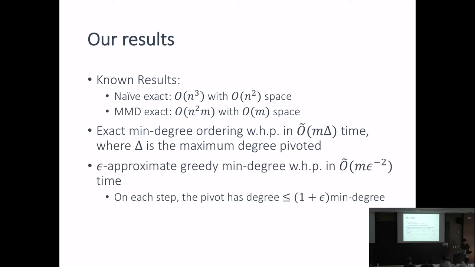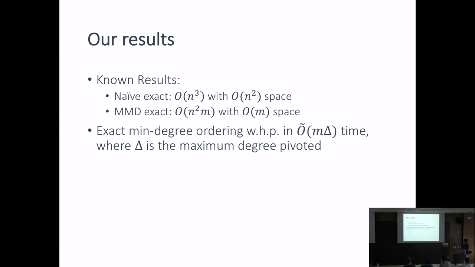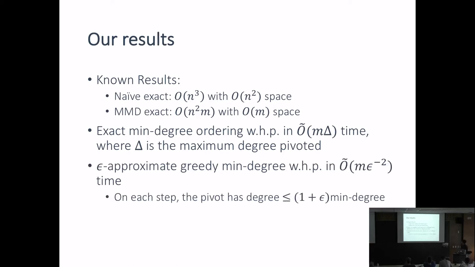So our first result is exact min-degree ordering. We can compute that with high probability in O tilde of m times delta time, where delta is the maximum degree of the vertices. Question, did you say what MMD is? This is a previous algorithm for calculating exact min-degree ordering. I think that's a name. Okay. In practice, delta can be very small because the graph can be very sparse, and the maximum degree can be very small, like constant. So this is actually a very good time we're getting.